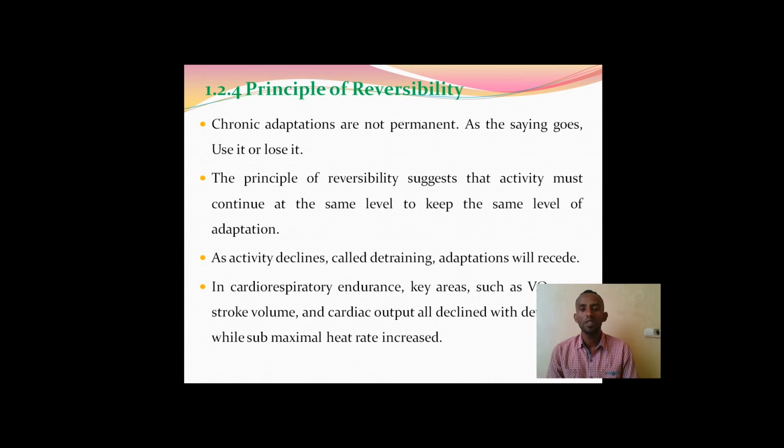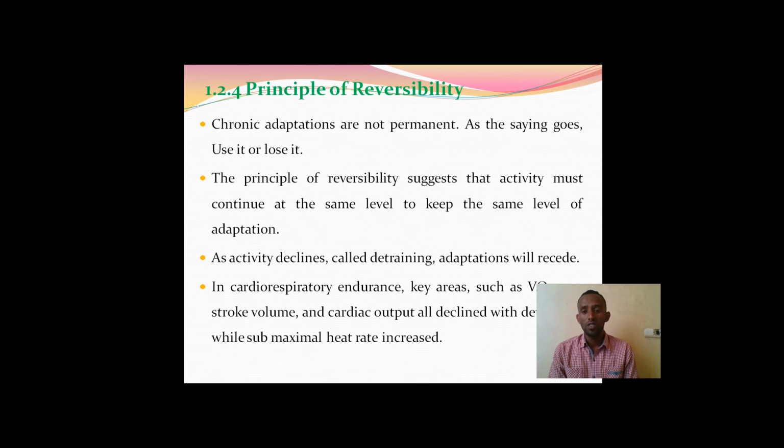The principle of reversibility is normally called, in another term, the principle of detraining. Detraining means when a person stops training, they go back to their initial fitness level. The principle of reversibility or detraining suggests that activity must be continued at the same level to keep the same level of adaptation or the same level of physical fitness.